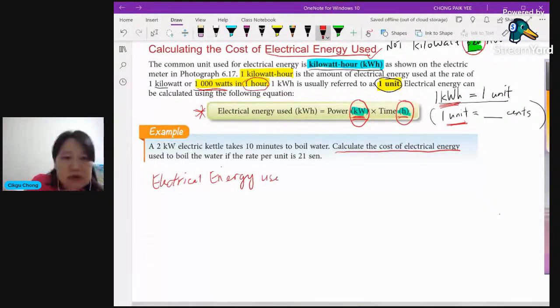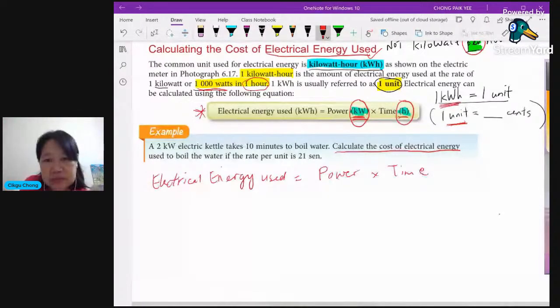Okay, electrical energy use equals power times time. So remember this. First thing you write is electrical energy use is power times time. But keep in mind, your power must be in kilowatt and your time must be in hour. It cannot be minute, cannot be watt only. So if they give you watt, you have to change it. Okay, now here, look, no problem here. They already give you kilowatt. Just put your 2 here.